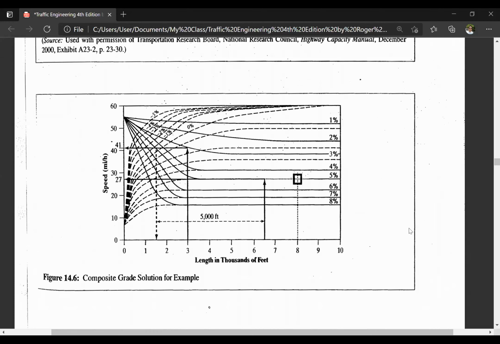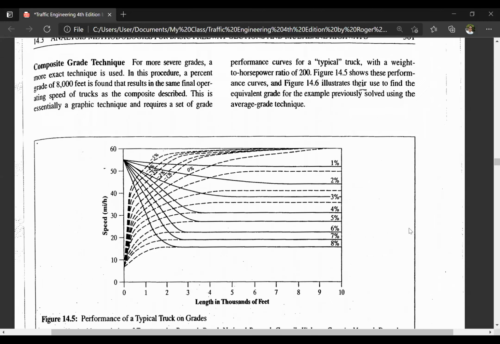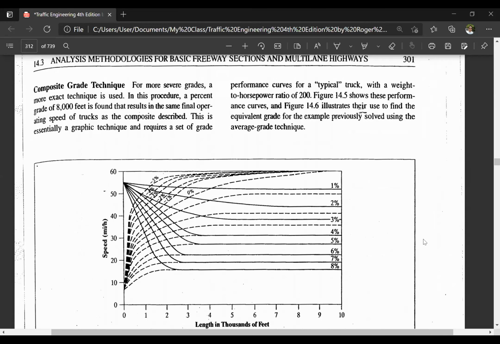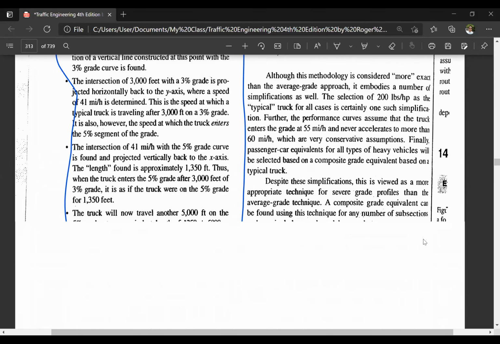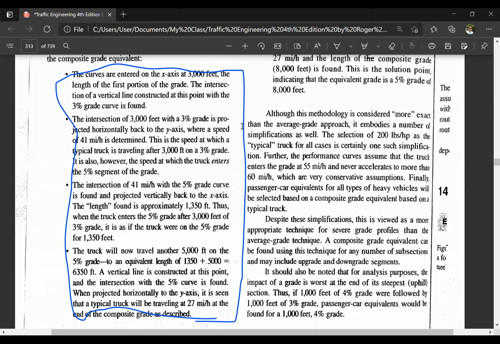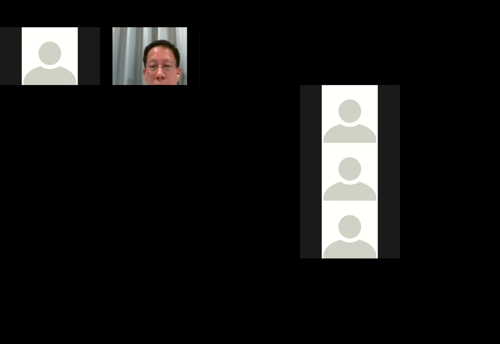Now, the other technique is the composite grade technique. It says that the curve is entered at the exit of 3,000 feet, the length of the first portion of the grade. This is the first 3,000 feet; intersect with a vertical line constructed at this point with the 3% grade curve is found. So this is the one.